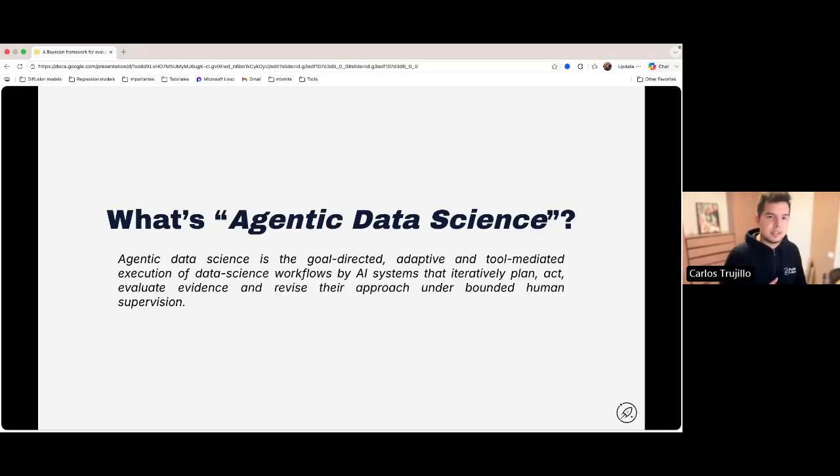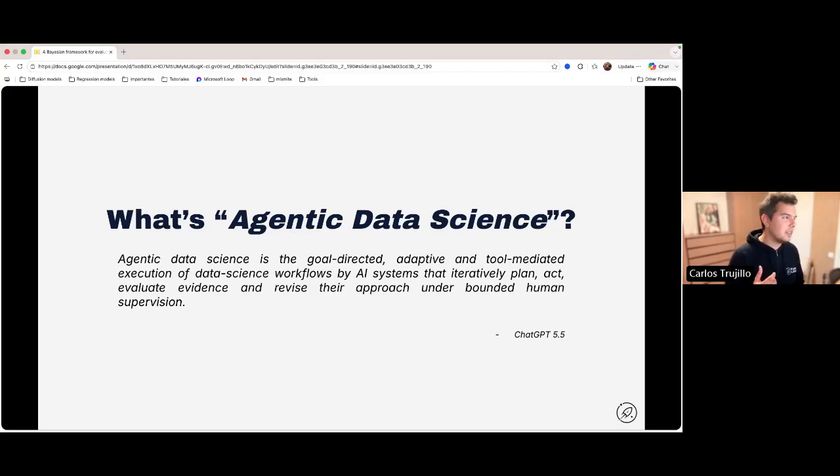So, agentic data science. I want to quote directly because I really like this definition: it is the goal-directed, adaptive, and tool-mediated execution of data science workflows by AI systems that iteratively plan, act, evaluate evidence, and revise their approach under bounded human supervision. I really like this, not only because I think it encompasses a lot of the definition that we share at PyMC, but also because it was made by ChatGPT. So that's a really nice thing, that they can write such precise definitions.